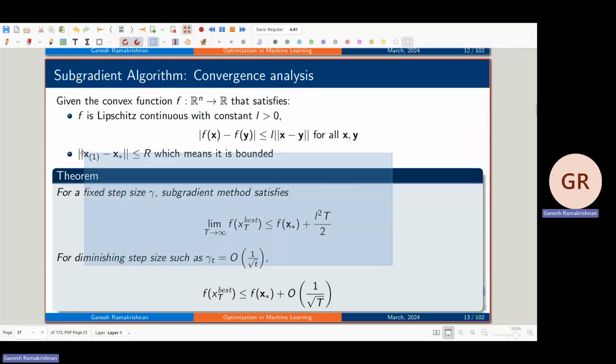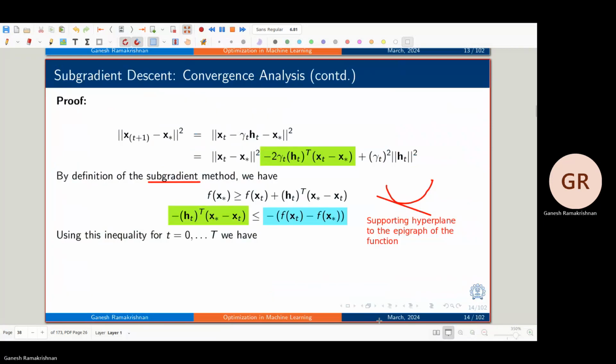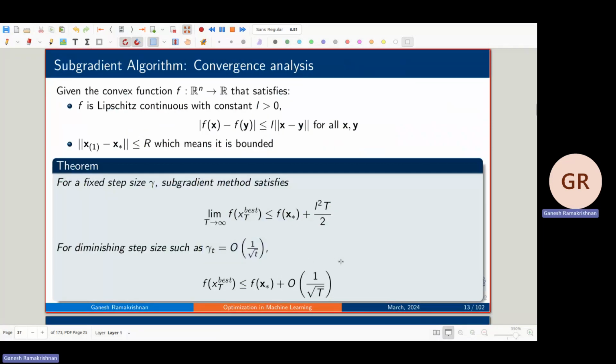Okay. Now, if you have a fixed step size, then you have something weird, right? F of x best is less than or equal to f of x star plus some L square t. So that term keeps growing as the number of steps grows. So this is not very impressive. Well, this at least tells you it can converge. But then you have to take care of these gamma t's of that nature. The summation should be infinite, or the summation should not have an upper bound.